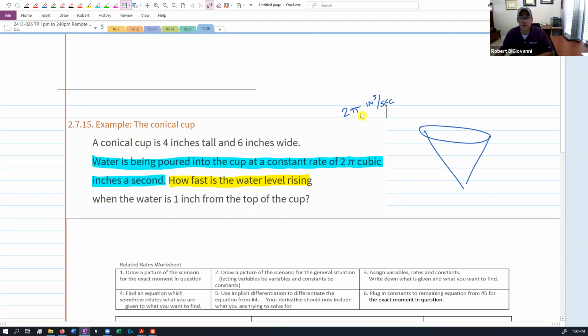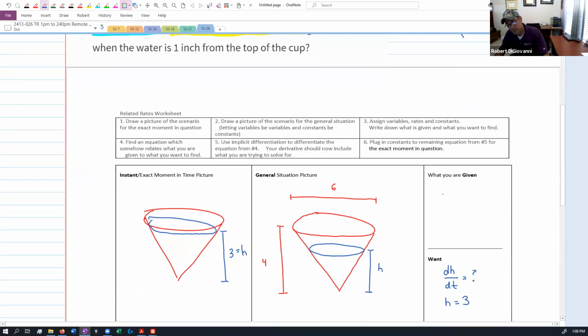This is a derivative, right? This is a rate that something is changing. 2 pi cubic inches is a measurement of volume. So this is the rate of change of the volume of the water, not the volume of the cup, the volume of the water with respect to time. So I'm given dV/dt equals 2 pi. You can put the units if you want. You don't have to. Cubic inches a second doesn't hurt.